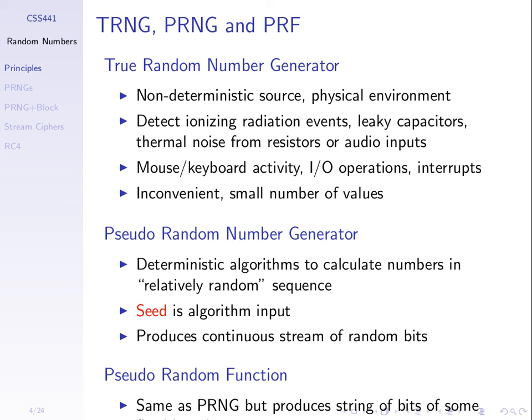In some cases, we need to generate just one random number, and the precise name there is a pseudo-random function. On your slides, there's a note at the bottom: a pseudo-random number generator produces a string of bits of some fixed length. A PRNG generates a continuous sequence, while a pseudo-random function, PRF, generates just one value of fixed length. We'll look at pseudo-random number generators.